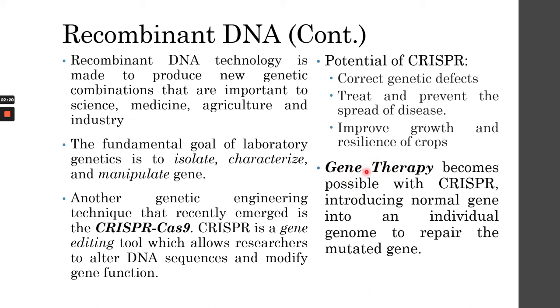What I'm mentioning about is called gene therapy. This is where we introduce a normal gene into the genome to repair the mutated genes. So for example, we have a mutated gene, like the example I've given in the male X chromosome, which causes them to be colorblind. We can take that out and replace it with a normal functioning one so that the baby male will not be colorblind. So that's one of the biggest potentials of CRISPR and recombinant DNA technology. I hope it's clear. If you guys have any question, just message me.